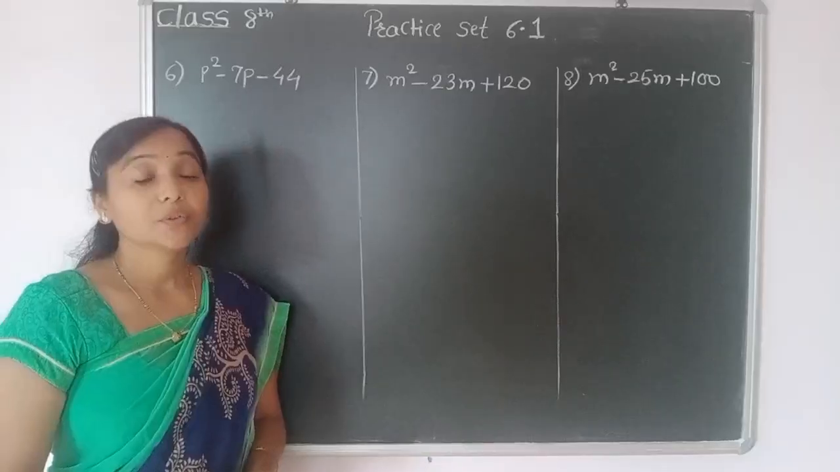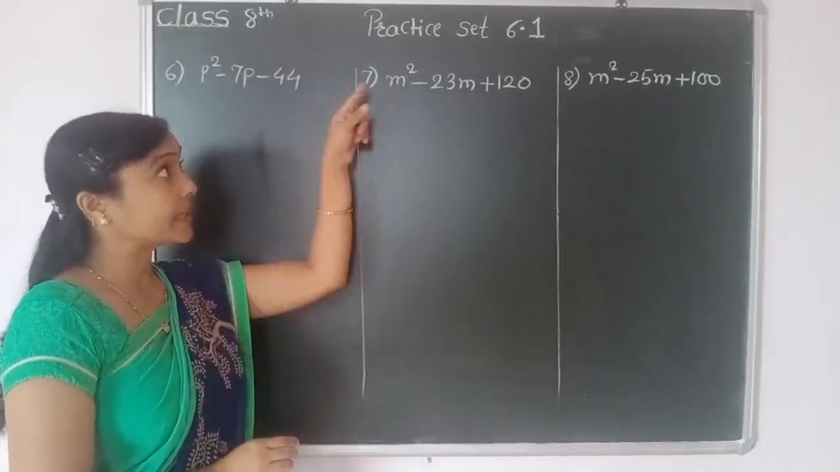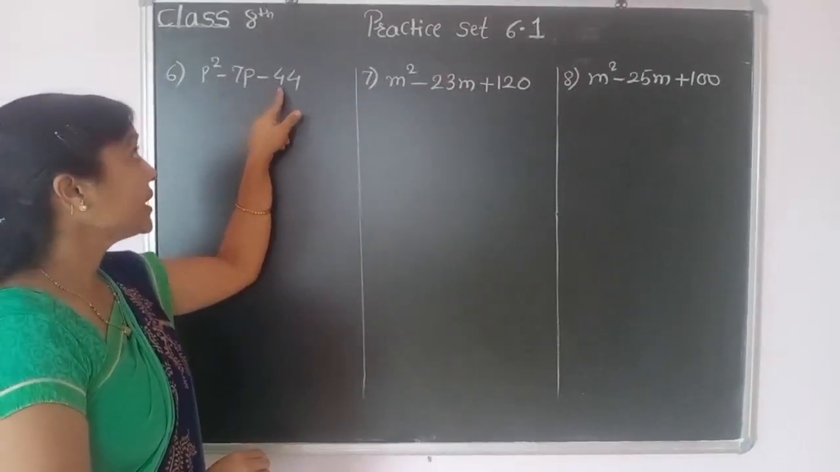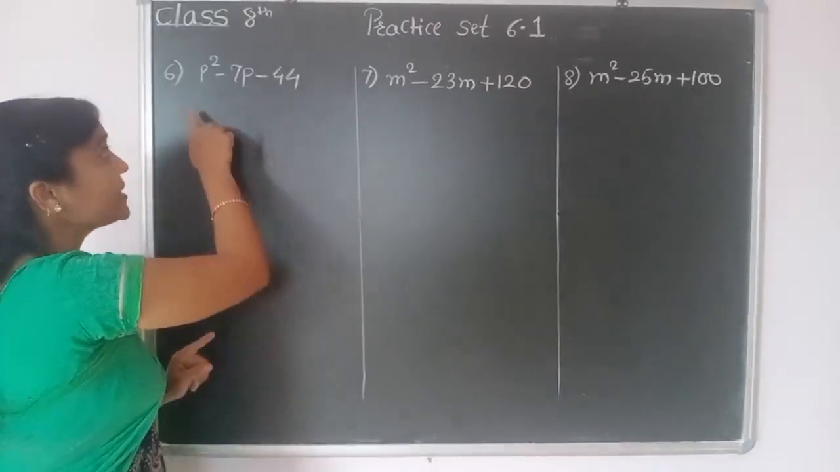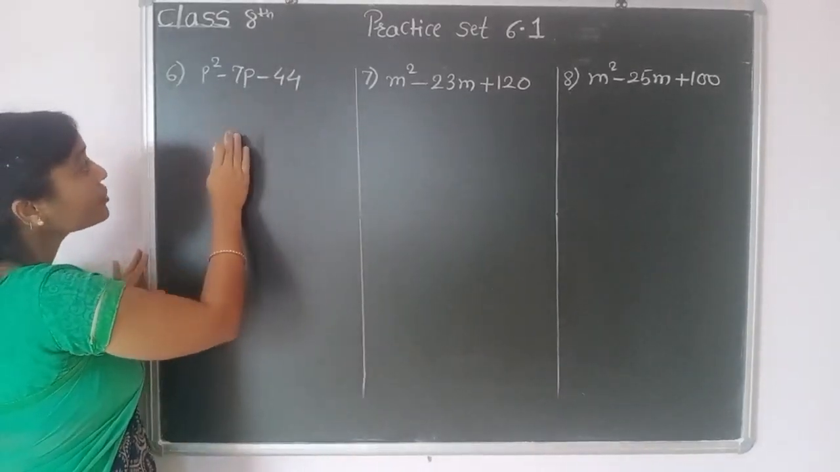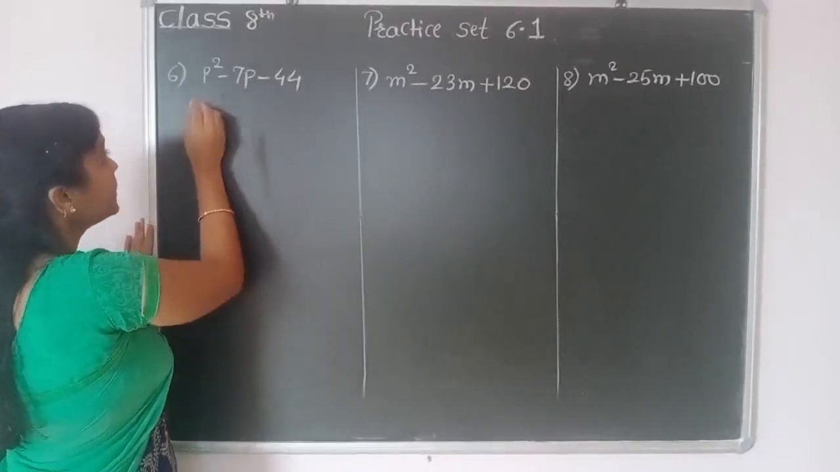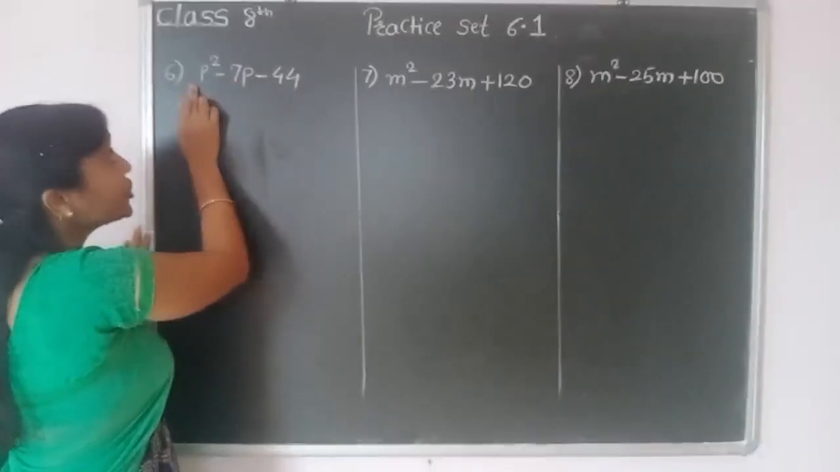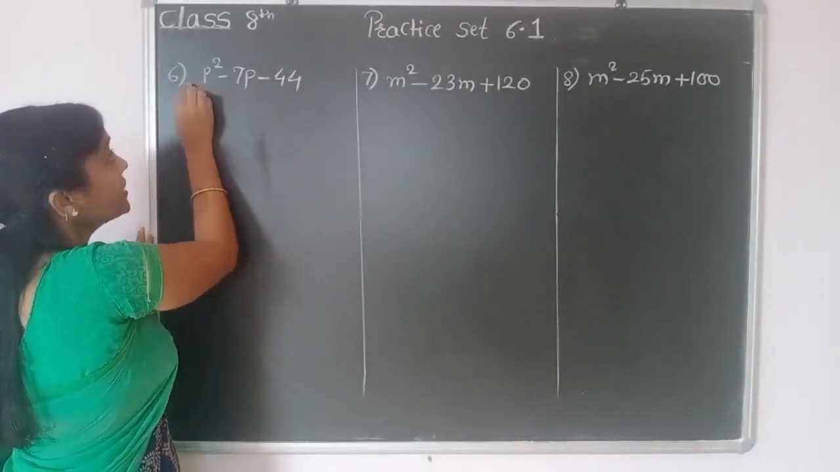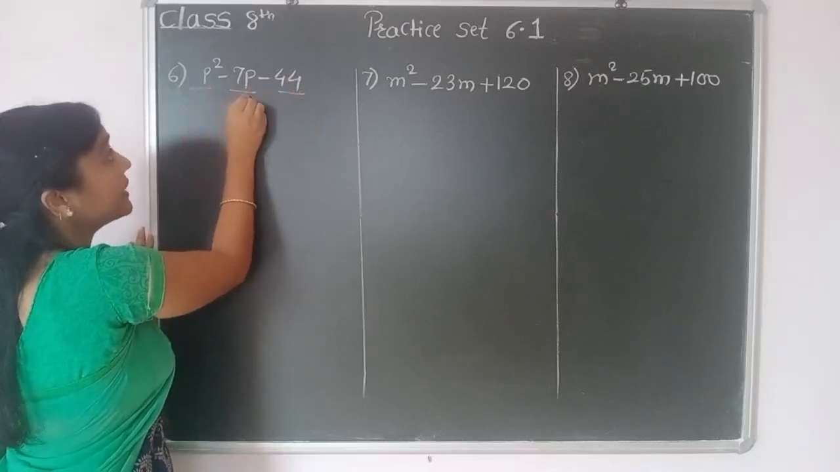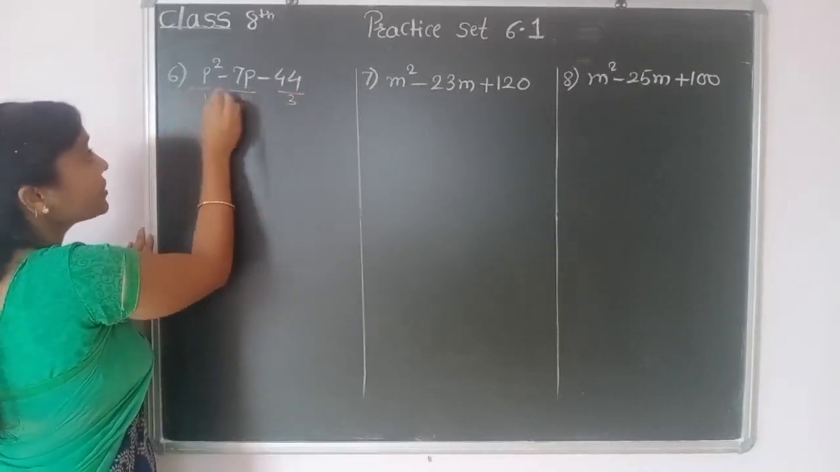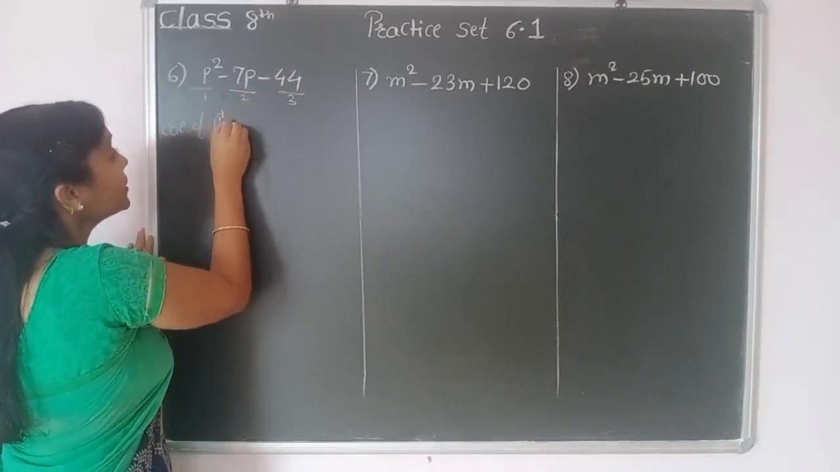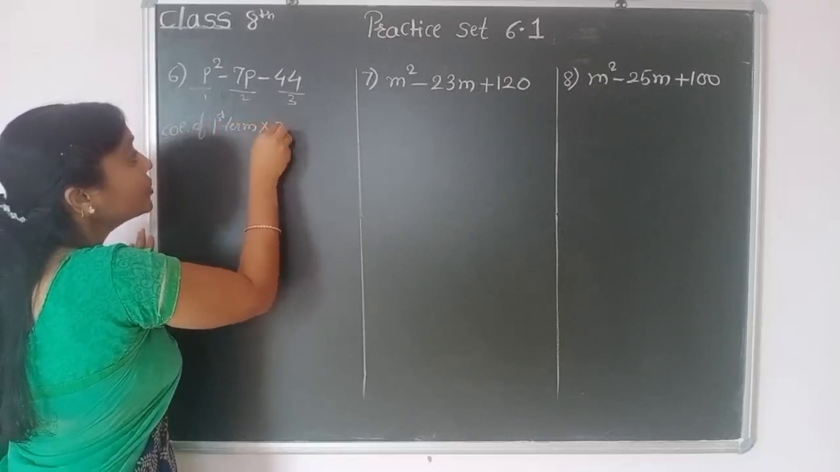Okay. Now we see example number 6 in practice set 6.1, p square minus 7p minus 44. This is the trinomial. The first step is the product of the square term into the third term, the coefficient of the square term and the third term. This is the first term, second term and third term. So first you do the multiplication, coefficient of first term into third term.